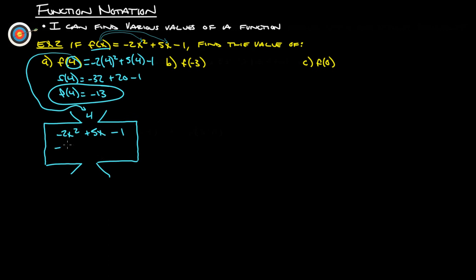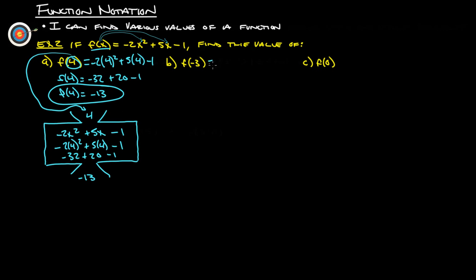So now that negative 2x squared turns into negative 2 times 4 squared plus 5 times 4 minus 1. So there's our negative 32 plus 20 minus 1, and out of that comes negative 13. So 4 is our x, negative 13 is our y, which is our f of x. Okay, so that's the function machine. You can always use that if you want to, but you certainly don't have to.